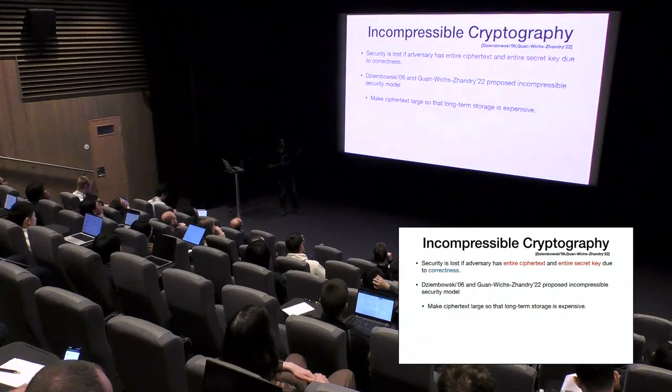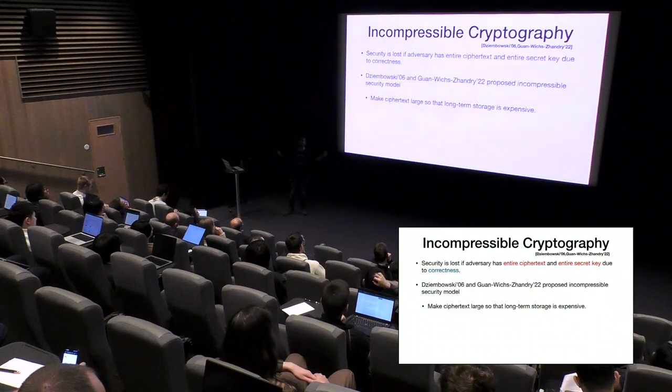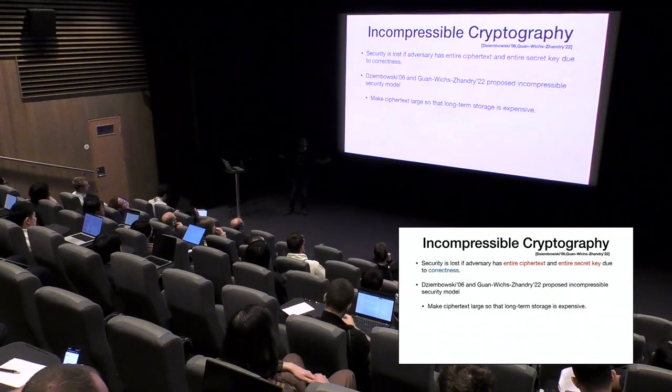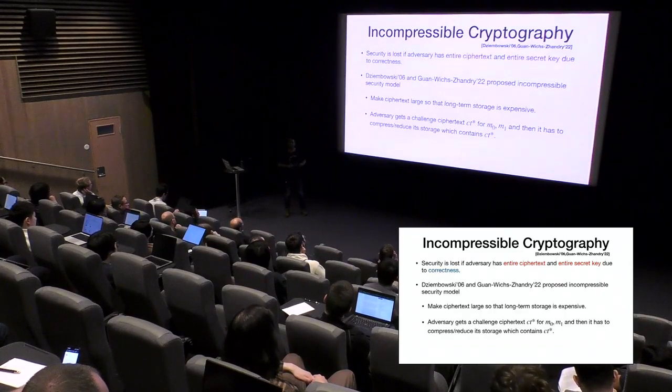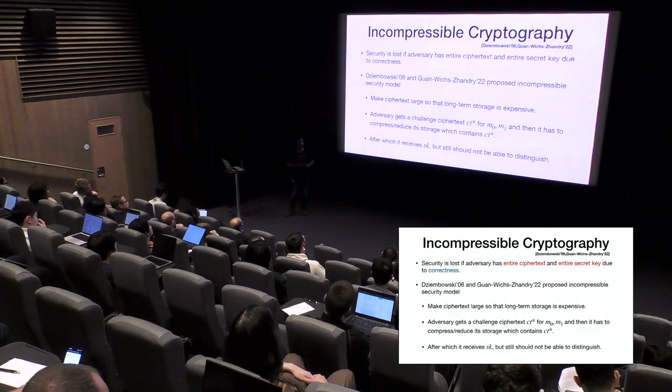Essentially, how do you achieve this? Instead of making the secret key very large, you make the ciphertext very large. It's very hard to store the entire ciphertext for a very long time. So the security game is that the adversary gets the ciphertext, it compresses the ciphertext, and then later it's given the secret key.